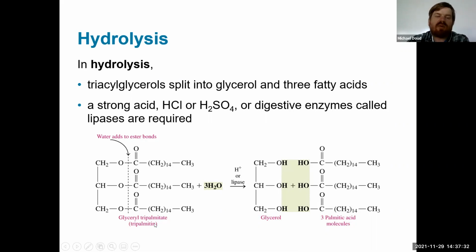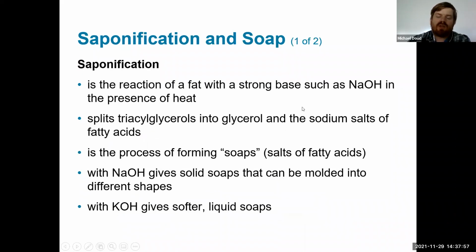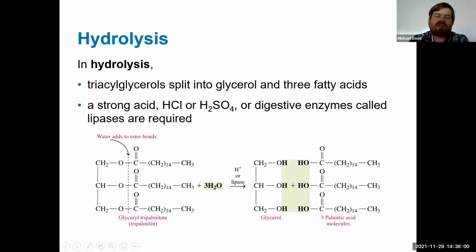Like this is glycerol tripalmitate. So you have 3 palmitic acids esterified into 1 glycerol. Using an acid catalyst or a particular type of enzyme called a lipase. We'll talk more about those in the next chapter. You can actually split this apart into the glycerol half and the 3 palmitic acid molecules. So that is acid hydrolysis.